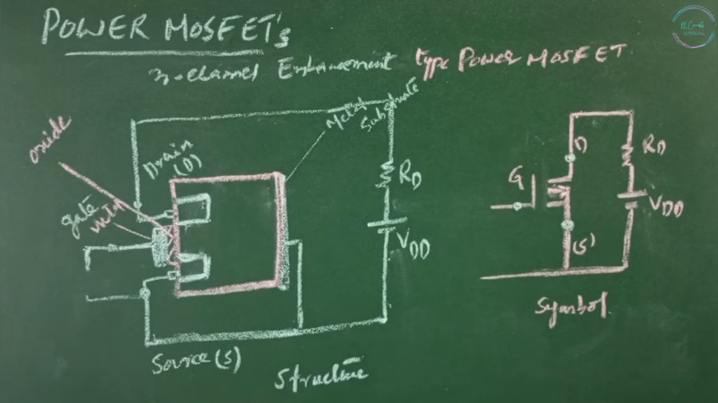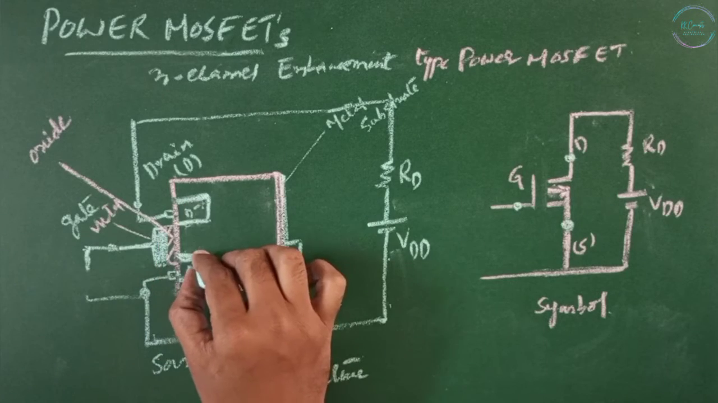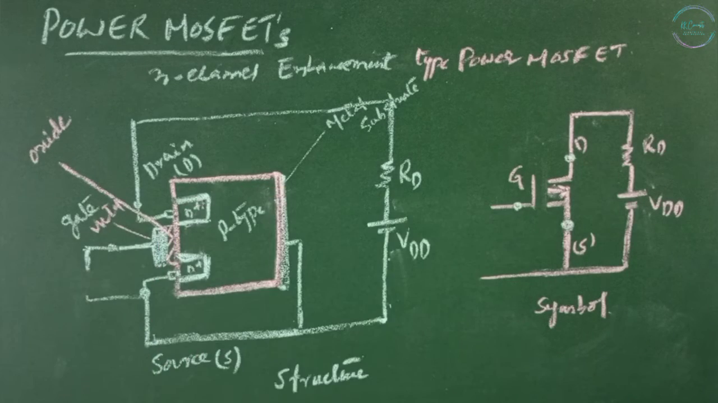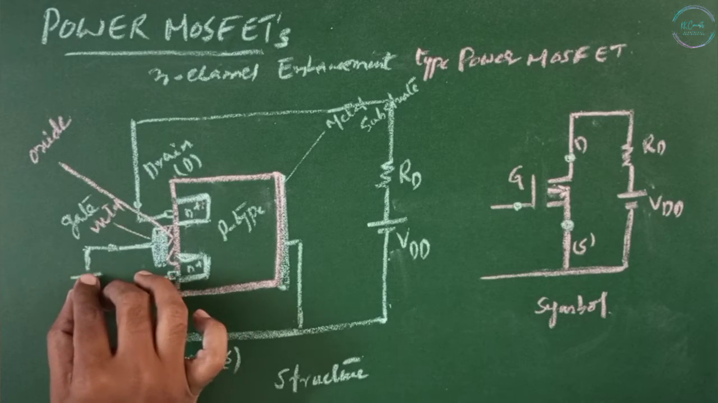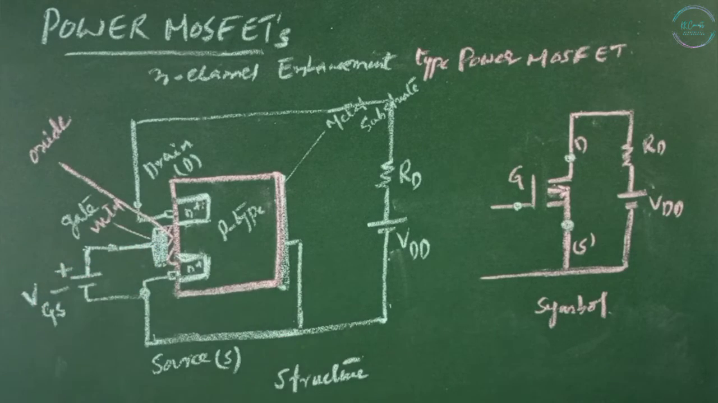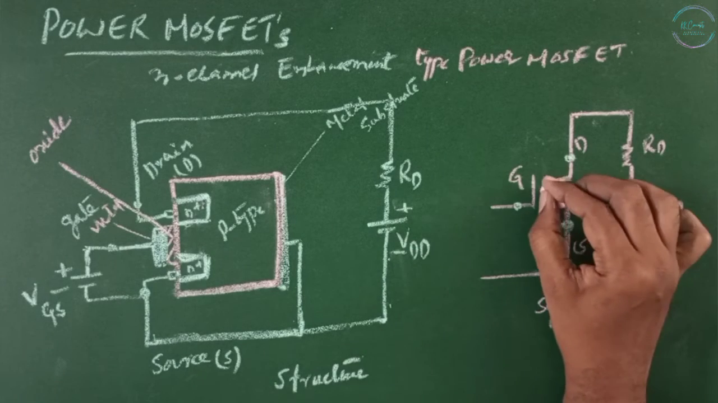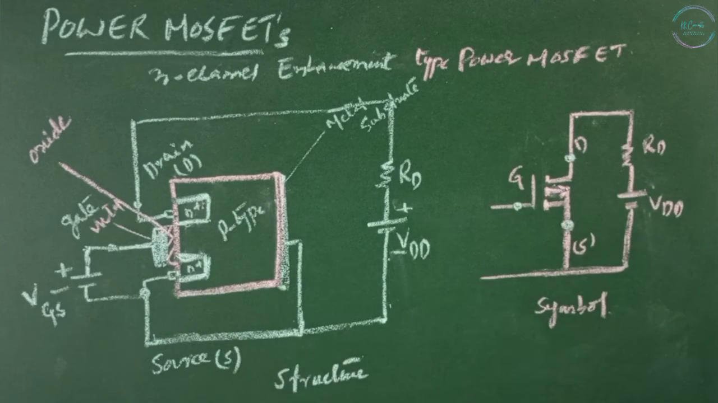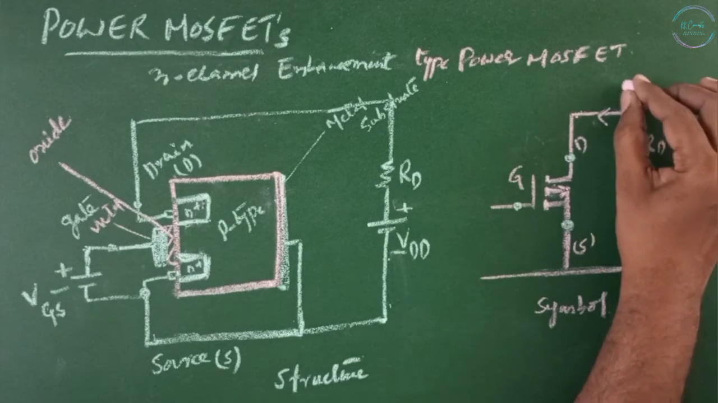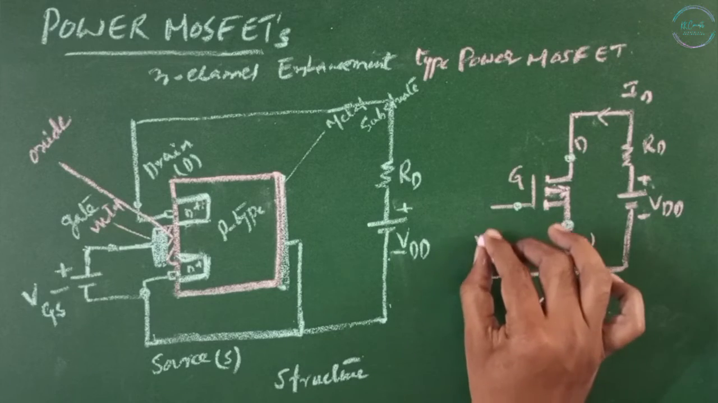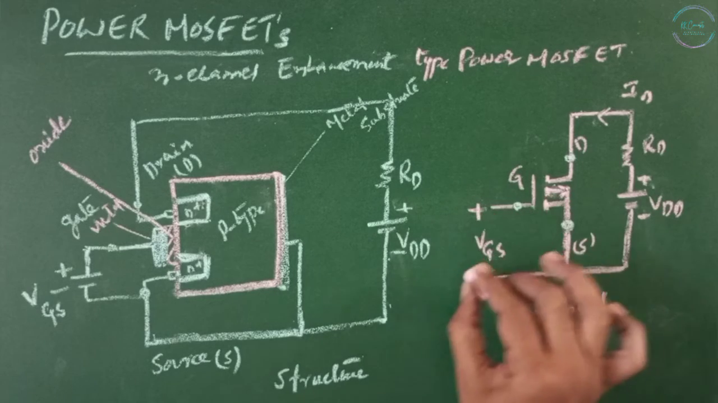In enhancement type power MOSFETs, there is no physical channel present. Since it is N-channel enhancement, these are the N-type materials, N plus, on a P-type substrate. The signal is VGS, positive and negative. This is the structure of the N-channel enhancement type power MOSFET, and in the symbol, since there is no channel, this is a dotted line, and this is ID. VDD is positive, negative, and this is VGS, positive and negative.